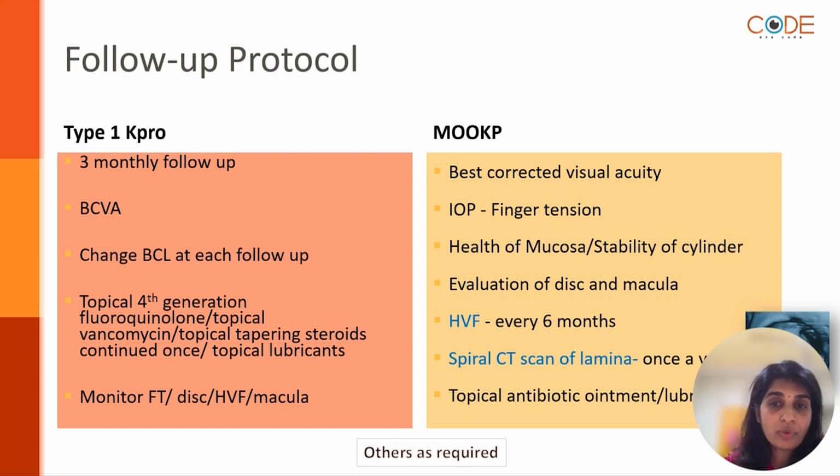The Boston type 2 keratoprosthesis, however, requires a much more stringent follow-up, very similar to a type 1 keratoprosthesis. What we all know about any type of keratoprosthesis is that it is definitely fraught with several complications, which is the reason why it is considered one of the last resorts for end-stage ocular surface diseases.